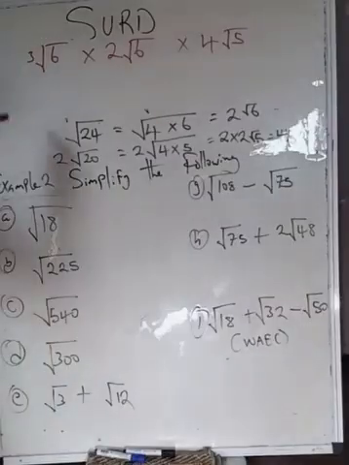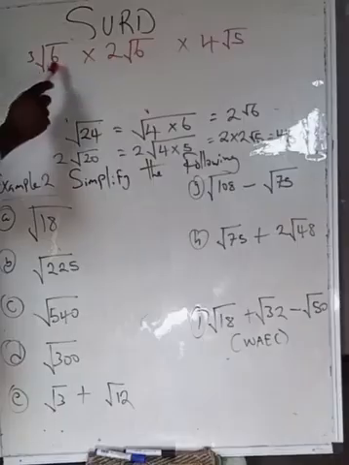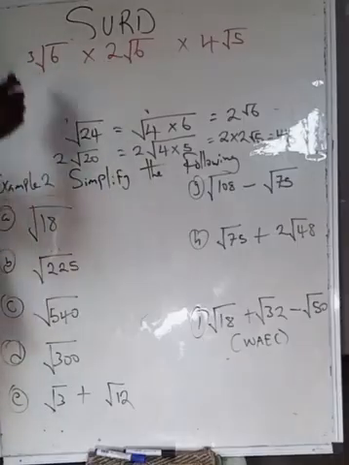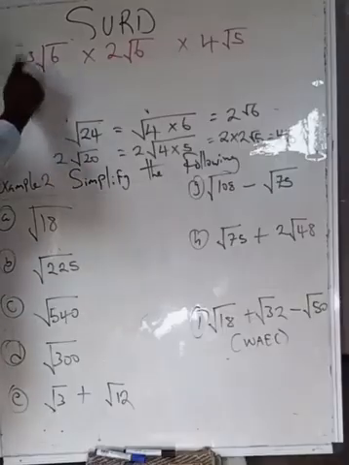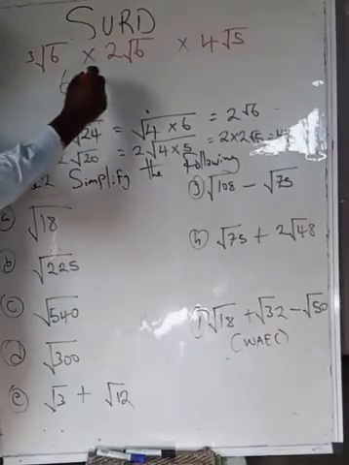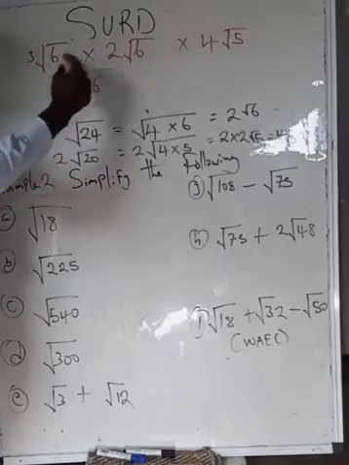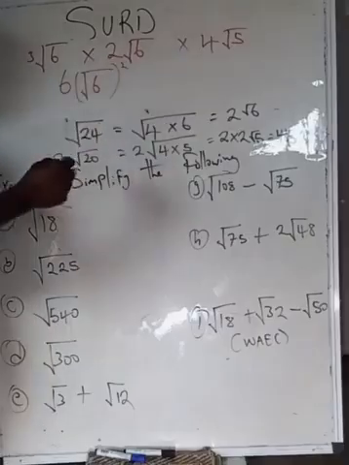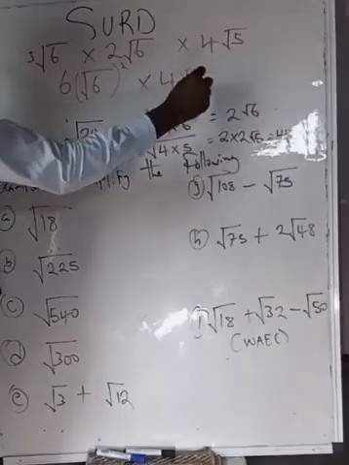Okay? So we can see that these two are like terms, isn't it? We have 3 root 6 times 2 root 6. So we multiply their coefficients. 2 times 3 will give us 6. So this will be 6 root 6 times square root of 6, and square root of 6 times square root of 6 will give you square root of 6 squared. Times 4 root 5.